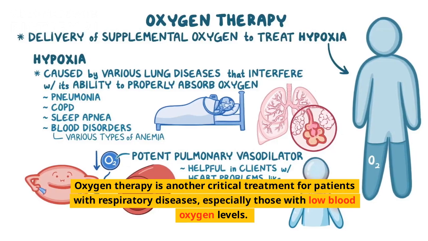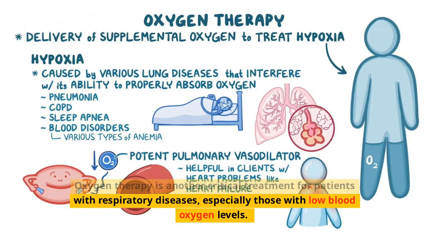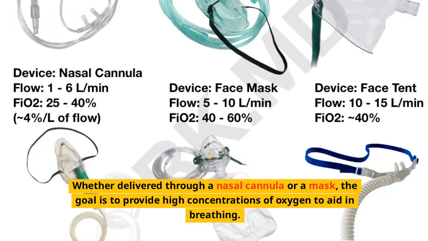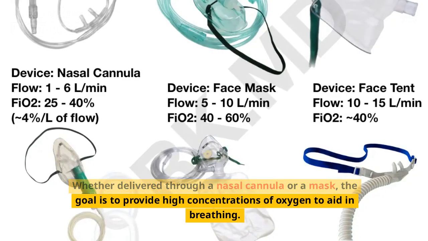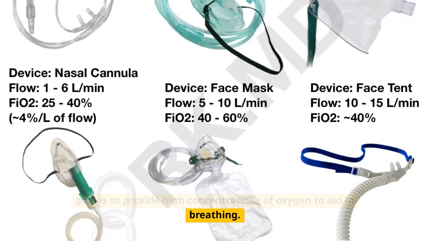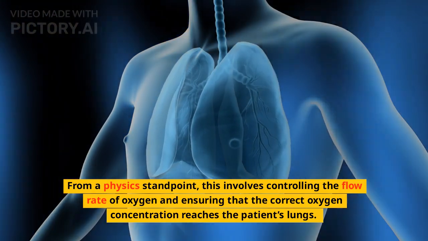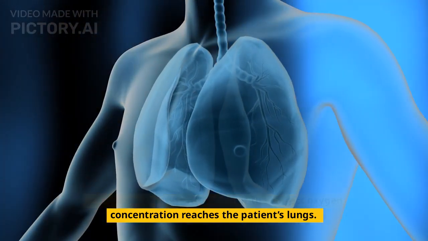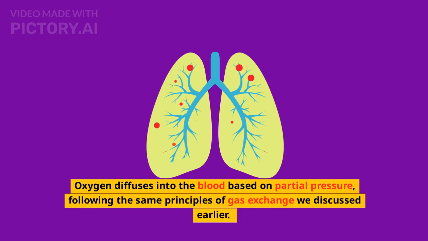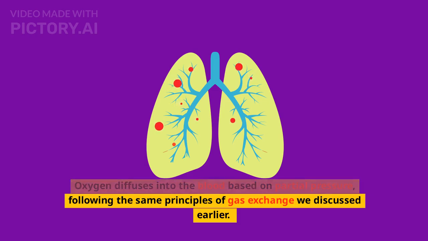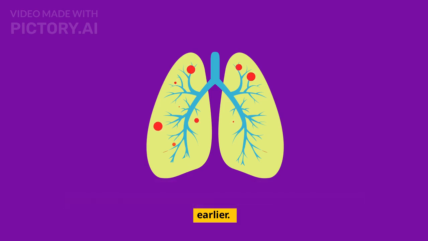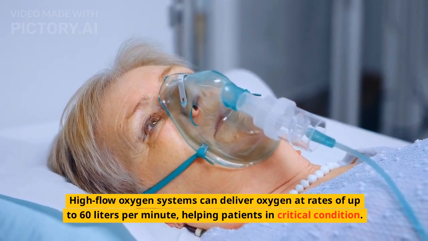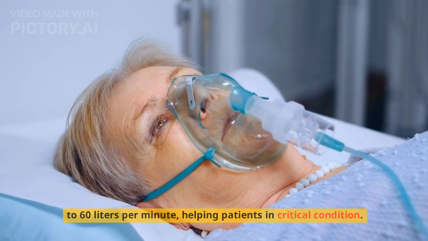Oxygen therapy is another critical treatment for patients with respiratory diseases, especially those with low blood oxygen levels. Whether delivered through a nasal cannula or a mask, the goal is to provide high concentrations of oxygen to aid in breathing. From a physics standpoint, this involves controlling the flow rate of oxygen and ensuring that the correct oxygen concentration reaches the patient's lungs. Oxygen diffuses into the blood based on partial pressure, following the same principles of gas exchange we discussed earlier. High-flow oxygen systems can deliver oxygen at rates of up to 60 liters per minute, helping patients in critical condition.